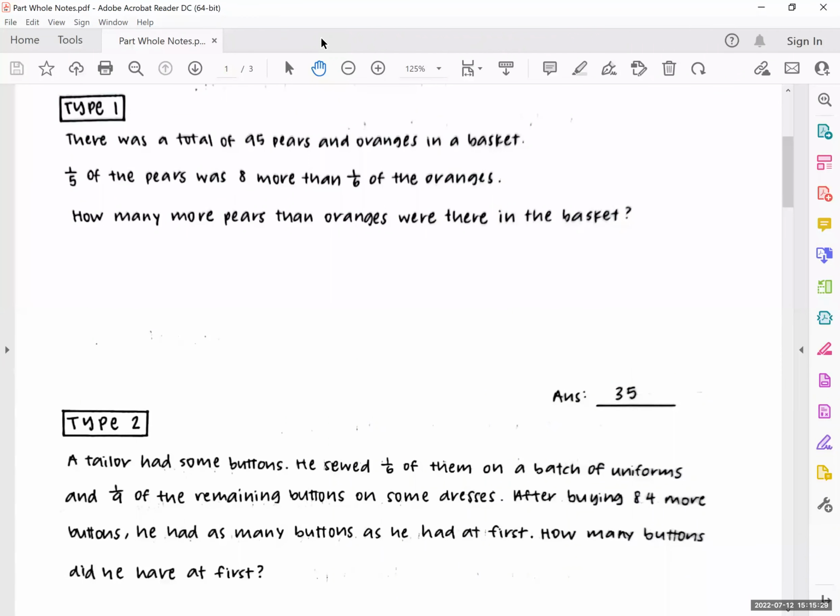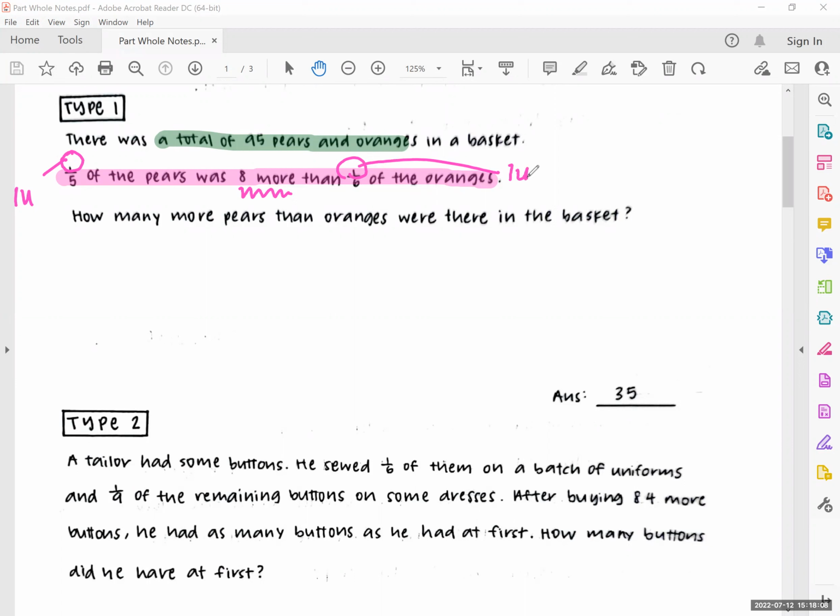So over here, they say that there are a total of 95 pears and oranges in a basket. And they say that 1/5 of the pears is 8 more than 1/6 of the oranges. Okay, so now this sentence here, the one that I'm going to highlight in pink, has a lot of information. Because when they say one, what do they mean by one of the pears? 1 unit. So when they say one, this means that 1 unit of the pears is 8 more than 1 unit of the oranges.